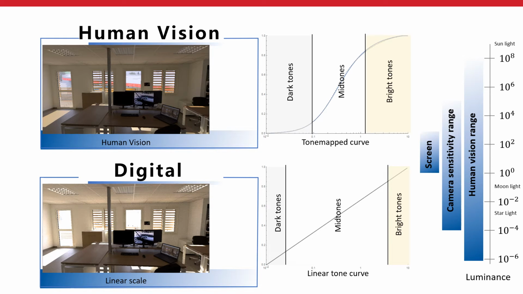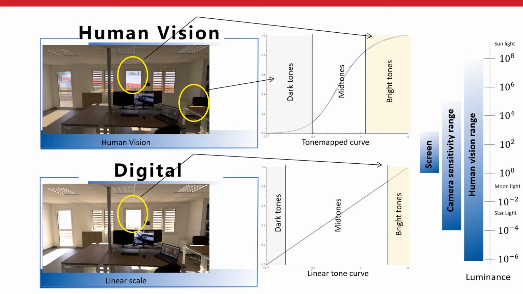From these two photos, we can see the comparison. In human vision, we can see outside the window is relatively brighter than inside the room, whereas in the digital, the brightness seems flat. The same goes for the darkness on the right side desk.